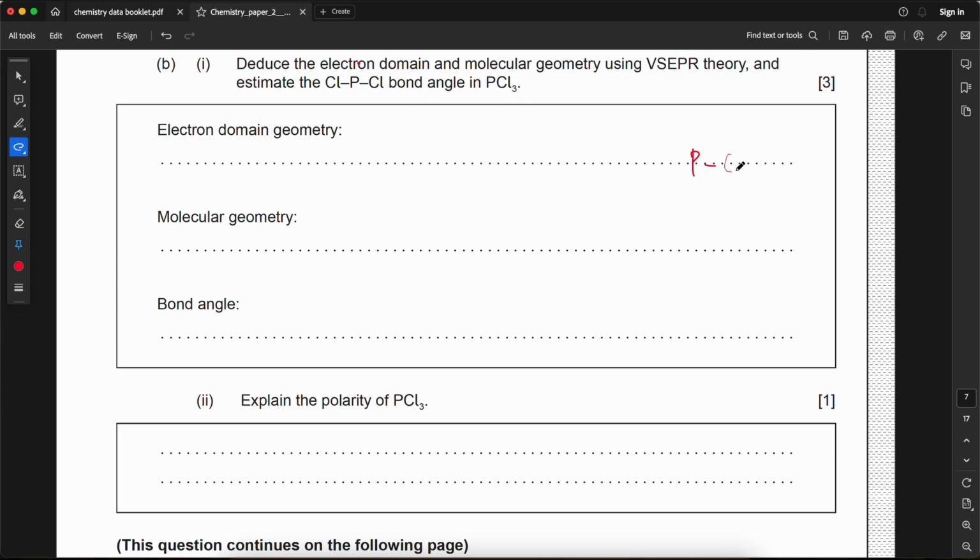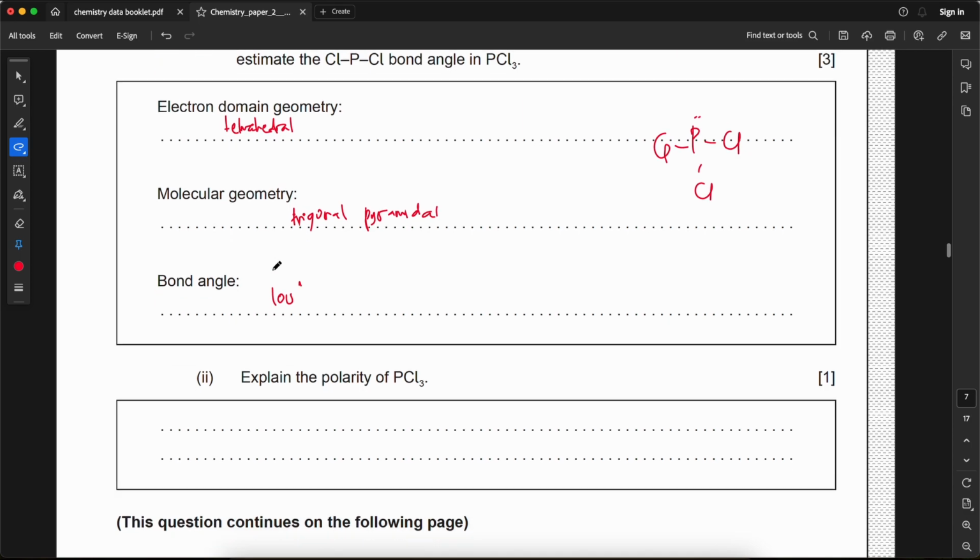Deduce the electron domain and molecular geometry using VSEPR theory and estimate the Cl-P-Cl bond angle in PCl3. So PCl3 has 1 lone pair right here and 4 domains. Therefore, electron domain geometry will be tetrahedral and molecular geometry will be trigonal pyramidal, and the bond angle will be 100 degrees.